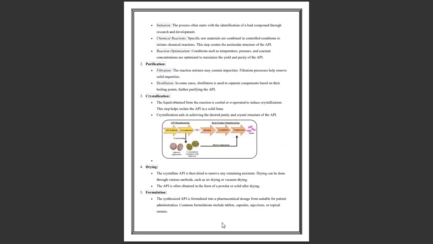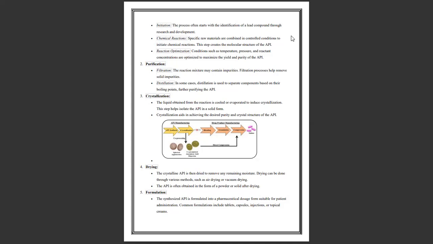So, the first point is the synthesis of chemicals. Chemical synthesis includes steps such as initiation, chemical reaction, and reaction optimization. Initiation: the process often starts with the identification of a lead compound through research and development. In chemical reactions, specific raw materials combine in controlled conditions to initiate chemical reactions. This step creates the molecular structure of the API.